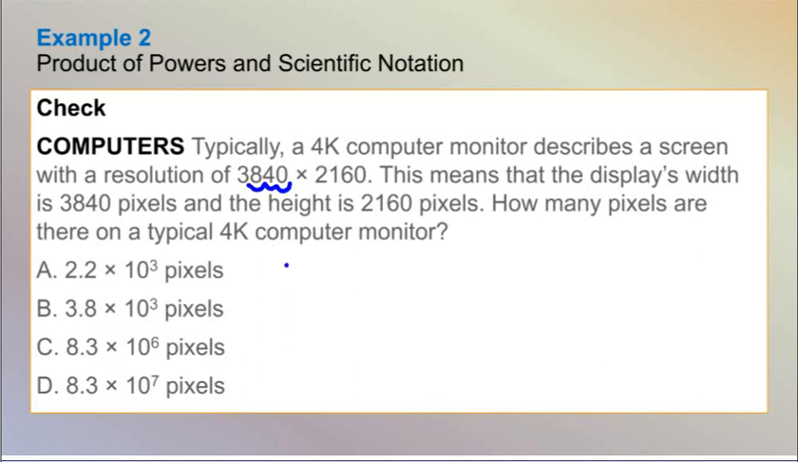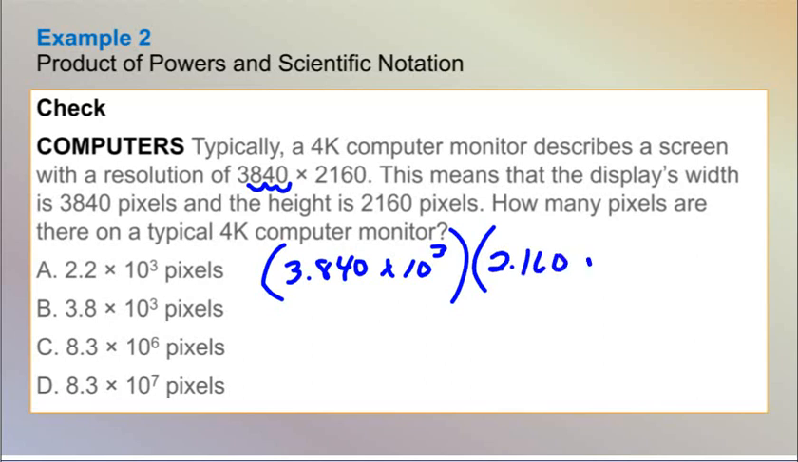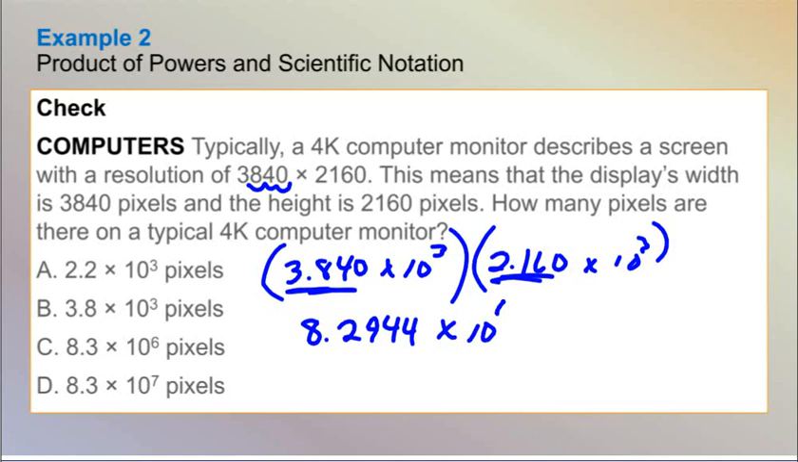So this would be 3.840 times 10 to the third. I'm going to multiply that by 2.160 times 10 to the third. When I multiply the coefficients, I have 3.840 times 2.160. That gives me an answer of 8.2944 times 10 to the 6th.